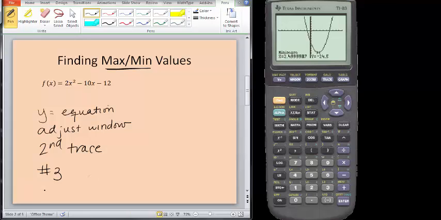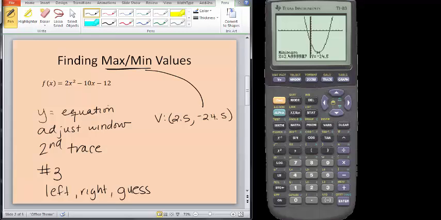So what did we do now? We did the left, we did the right, and we guessed. And all of those have an enter after it. So you press the number, enter, and for guess you can just press enter. So my vertex is at 2.5, and that is a 2.5 with the approximation done by the calculator, and negative 24.5. Since I'm looking for a minimum, the minimum refers to the y value, so my minimum is negative 24.5.